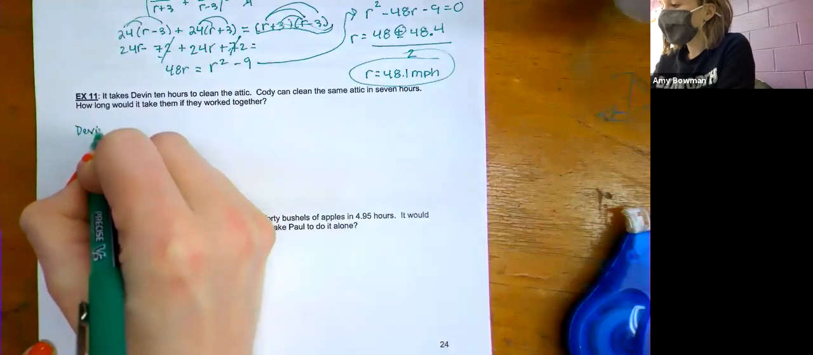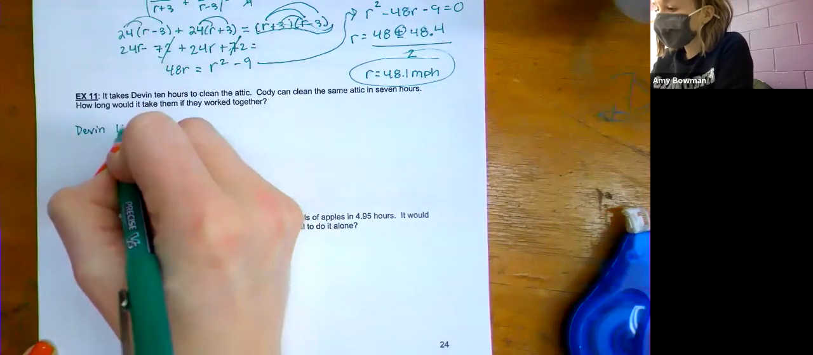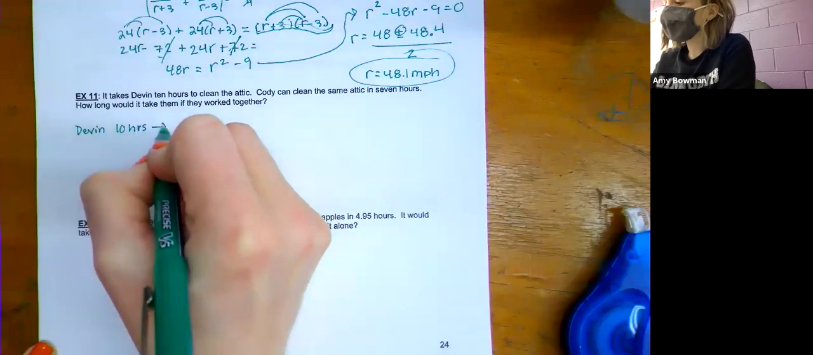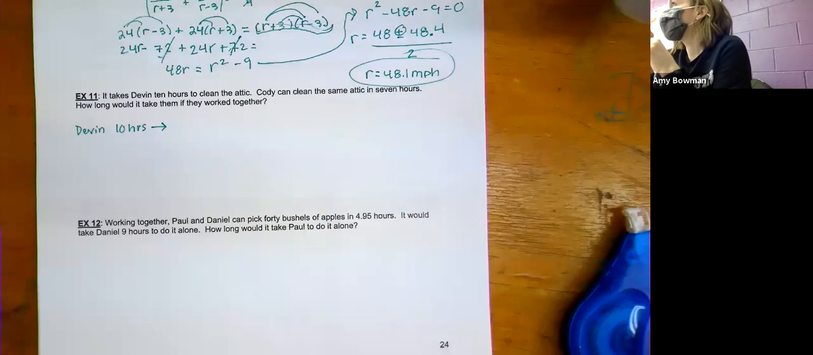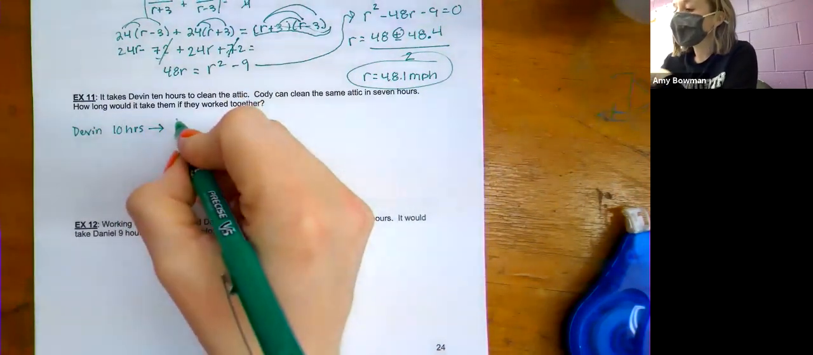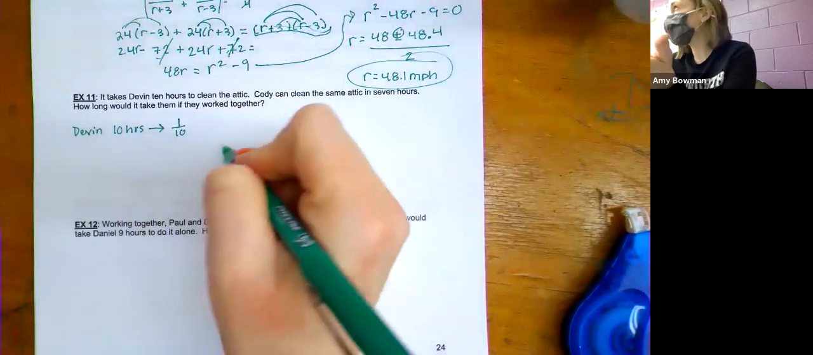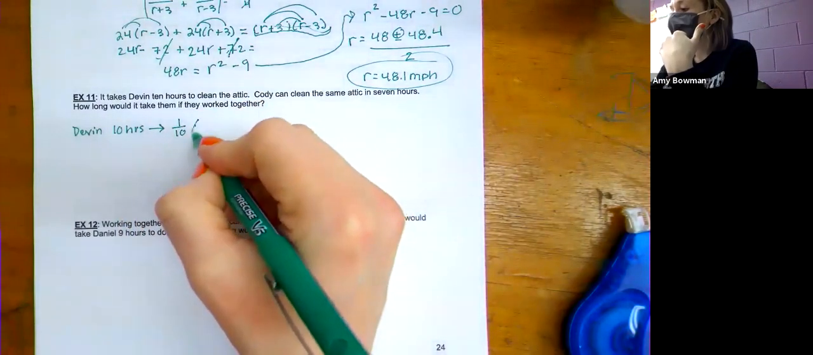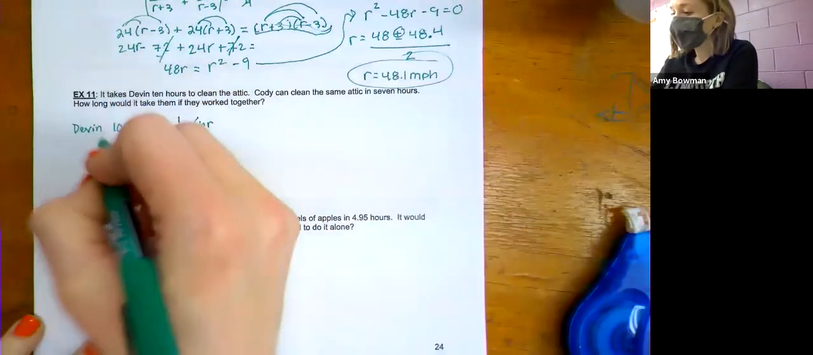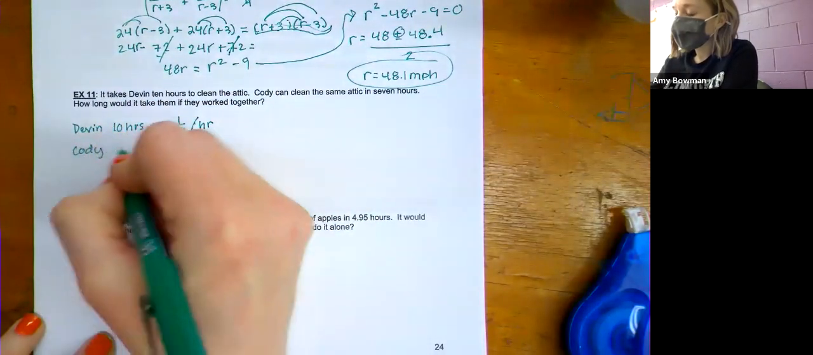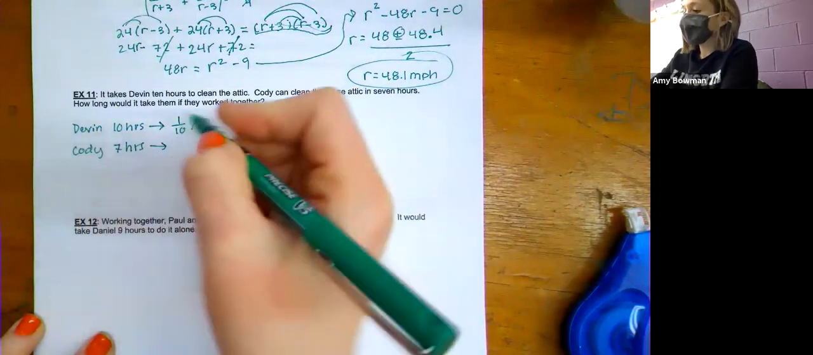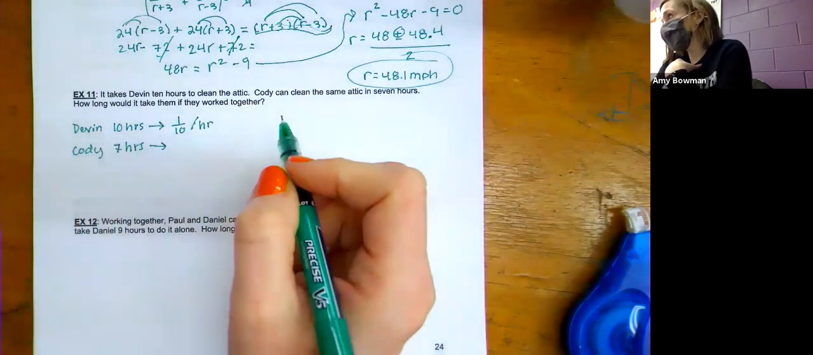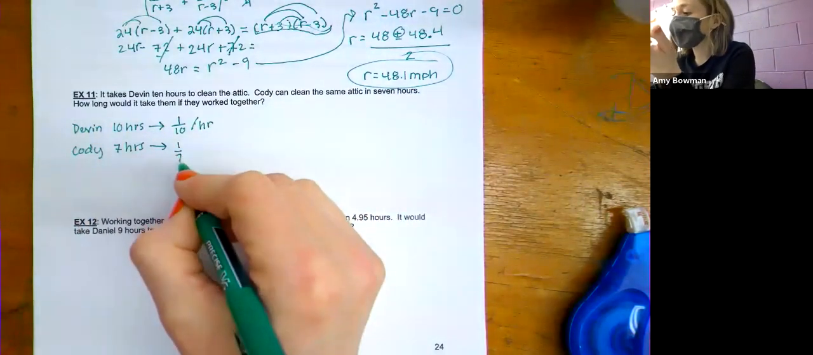So if it takes Devin 10 hours, what's his rate? What portion of the attic does he clean per hour? Did you say 1/10? So his rate of cleaning is 1/10 of the job completed per hour. Cody can do the same job in 7 hours. What portion of the job does he complete per hour? 1/7.